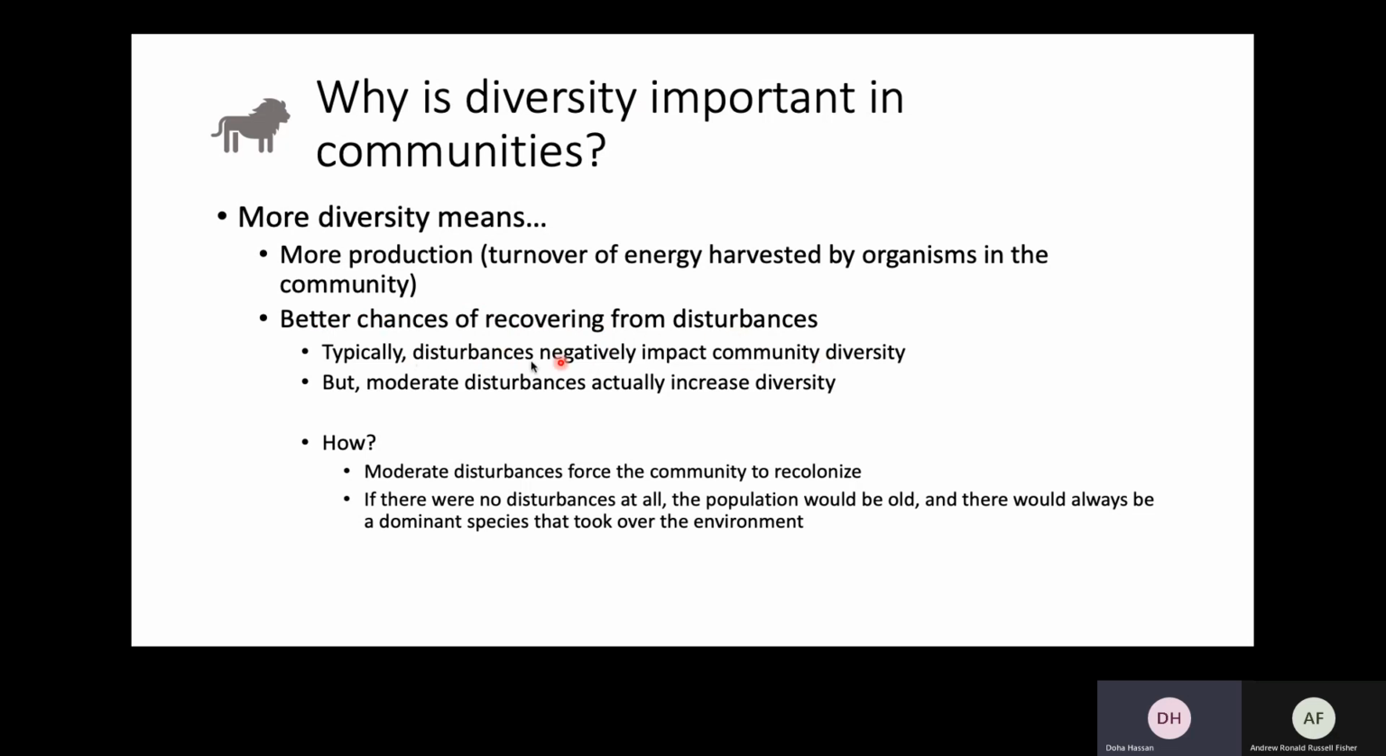So disturbances, for the most part, negatively impact community diversity. It obviously depends on the disturbance and the population and if it was stable before. But in some cases, moderate disturbances are actually really good for increasing the diversity in the population. And so how does that even work? Well, basically, moderate disturbances force the community to recolonize. And if there were no disturbances at all, then the population would be old and there would always be like a dominant species that took over the environment.